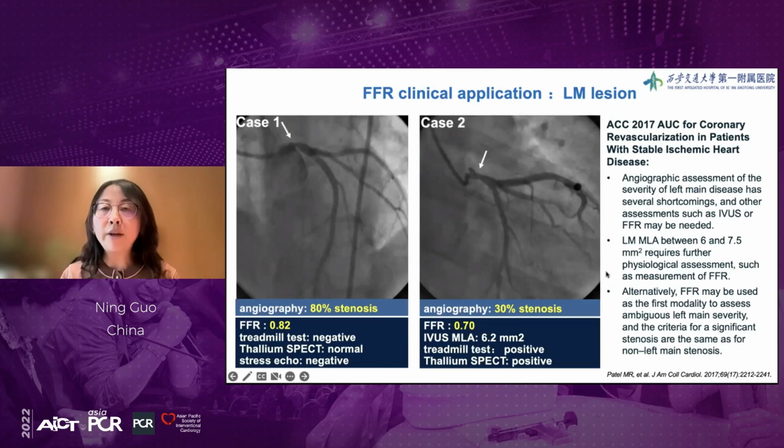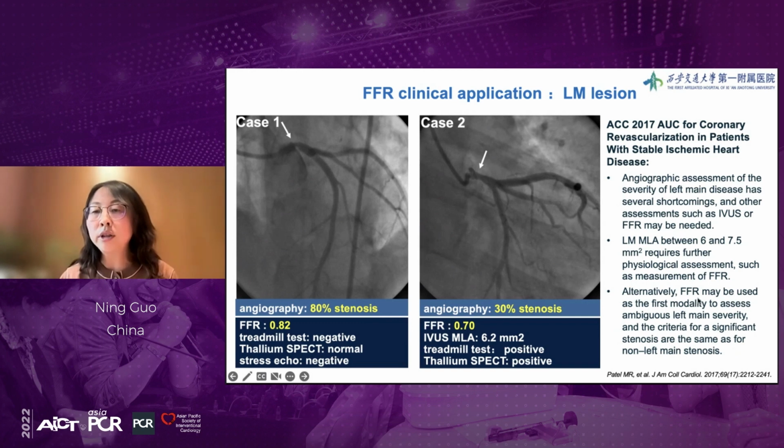How about left main lesion? According to the ACC 2017 AUC for coronary revascularization in patients with stable ischemic heart disease, for left main MLA between 6 and 7.5 square millimeters, further physiological assessment such as FFR is required.